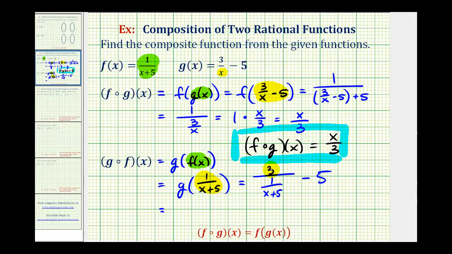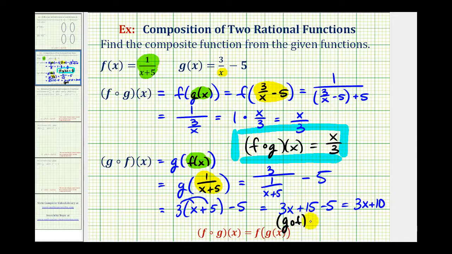Now for the next step, this is 3 divided by this fraction, which is the same as 3 times the reciprocal of this fraction. So this would be 3 times the reciprocal of 1 over x plus 5, which is just x plus 5. And then we still have this minus 5 here. So now we'll distribute. This would be 3x plus 15 minus 5, which is equal to 3x plus 10. So g of f of x is equal to 3x plus 10.